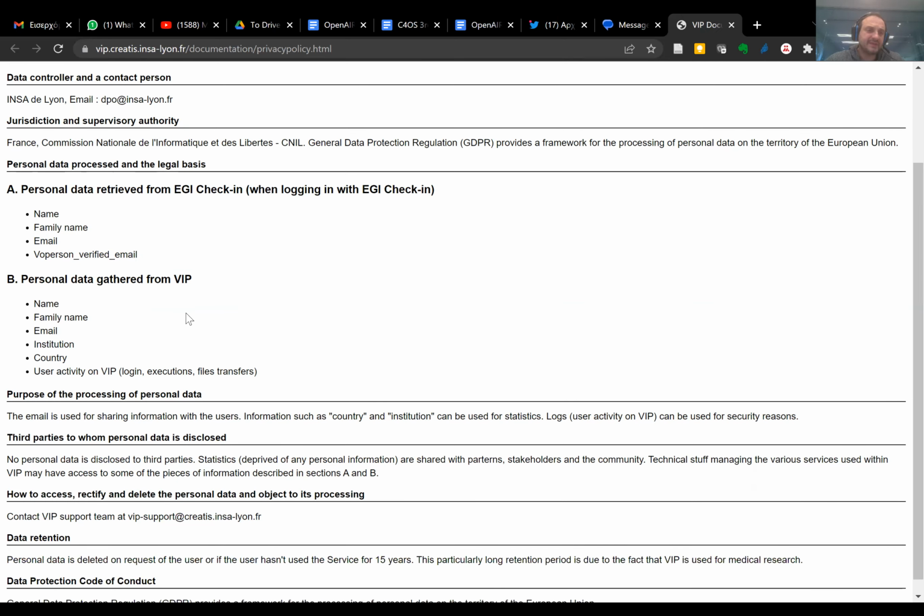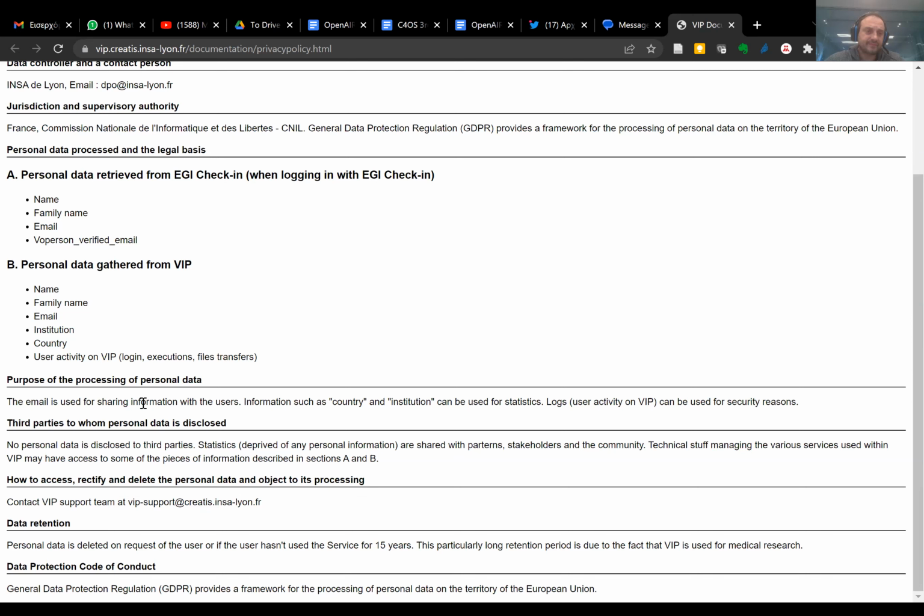Okay, the data collected by VIP. This is a very good one, because it explains the different purposes of usage of different types of information. I don't see anything about the name and family name. Why do you need those? It's just to register inside the platform. True, but since you have everything else, it would be nice, because you're very clear about why you need country, why you need institution, why you need email, and the logs as well. So it was just a classical registration. Okay. No personal data disclosed to third parties.